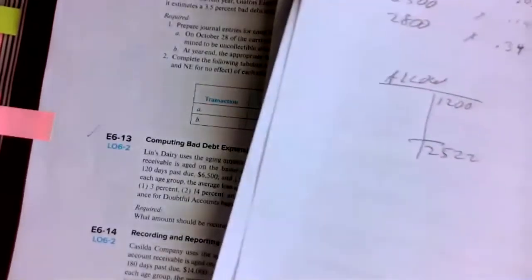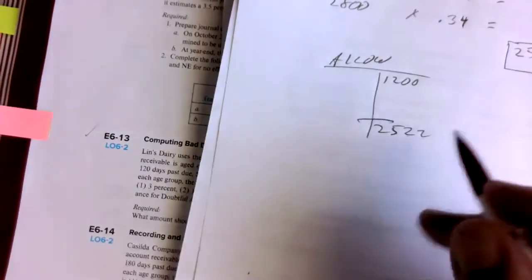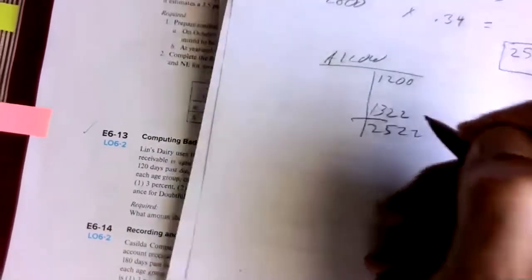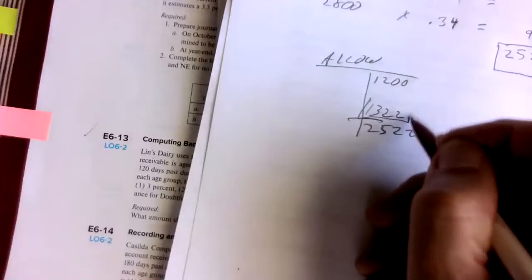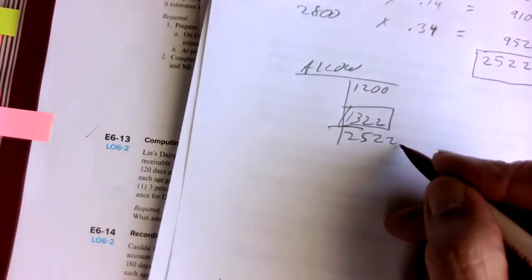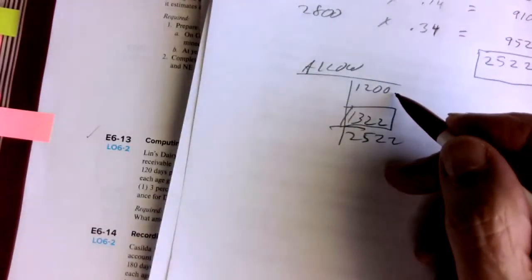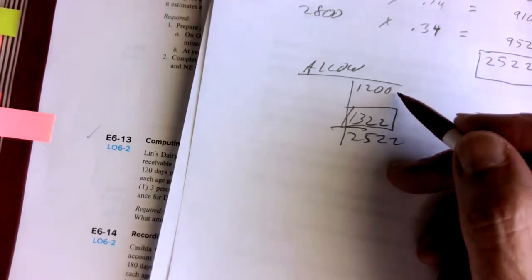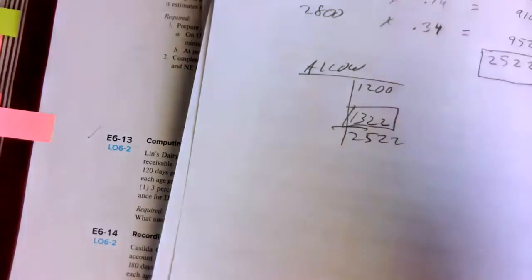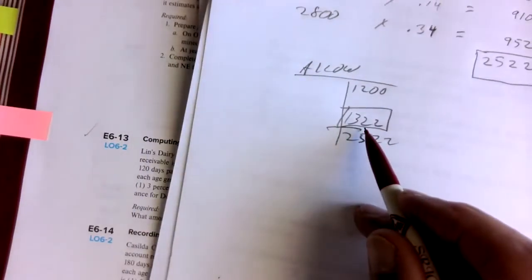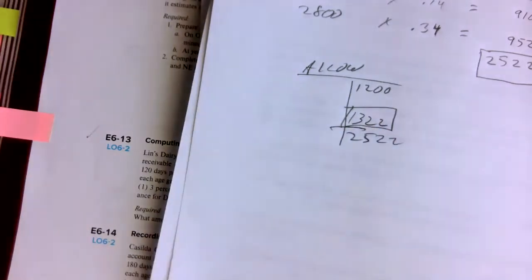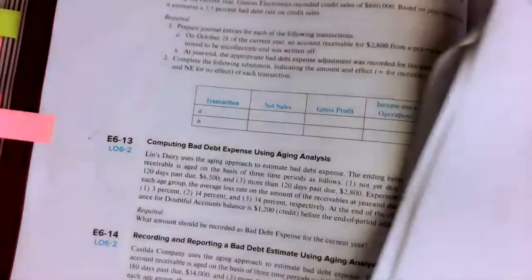Okay, so it looks like we need another 1,322. Because here's our ending balance that we want, and here's the beginning balance. Again, after write-offs and all that sort of thing. So our entry is going to be a debit to bad debt expense and a credit to the allowance account for 1,322. Okay, so do practice those.